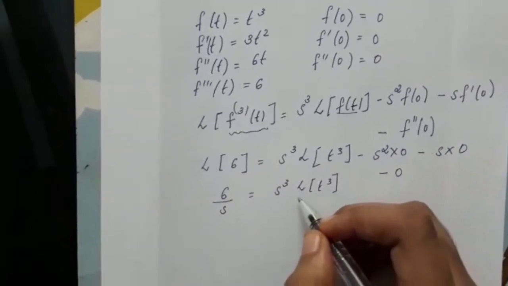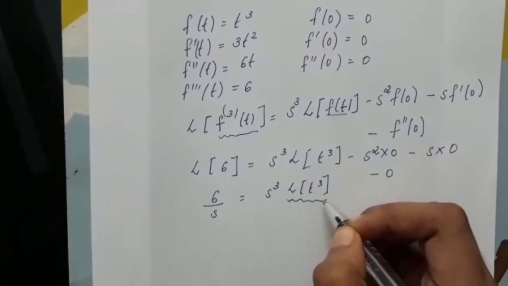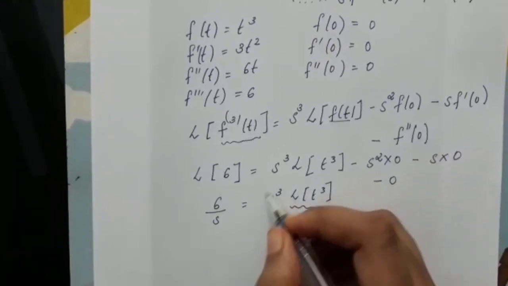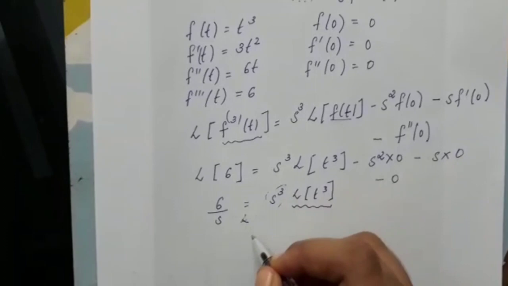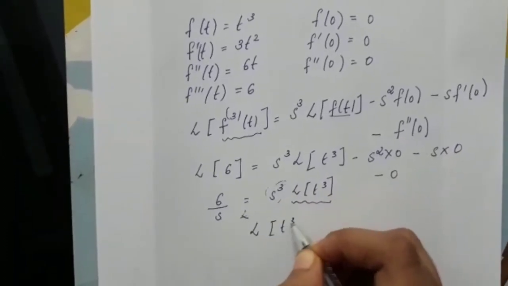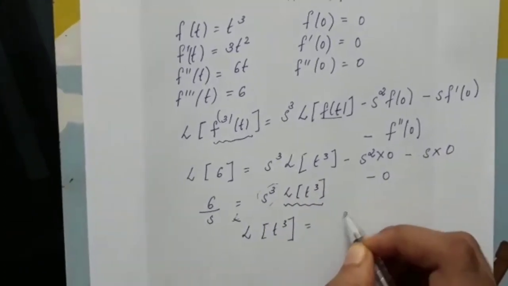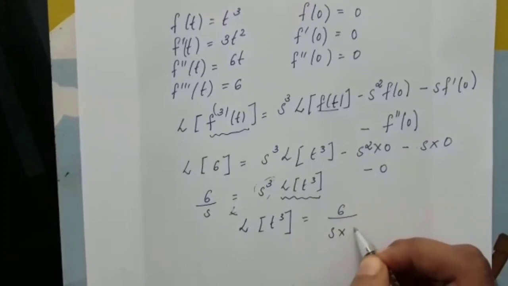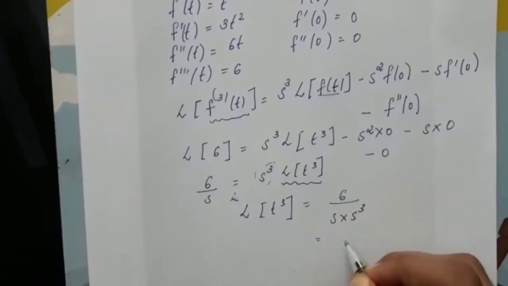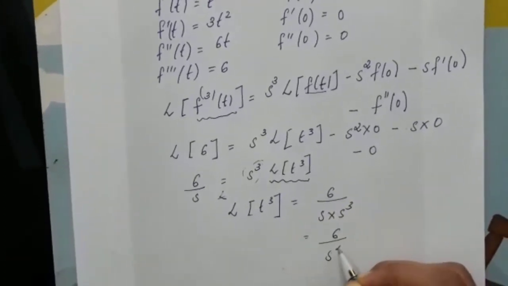So we actually need to find the value of L of t cube. So we can directly bring the s cube here. That is L of t cube is equal to 6 divided by s into s cube. That is 6 divided by s raised to 4.